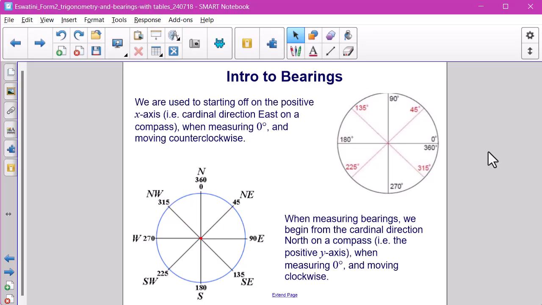We are used to starting off on the positive x-axis, in other words, the cardinal direction east on a compass, when measuring 0 degrees, and then we are moving counterclockwise. When measuring with bearings, we begin from the cardinal position north on the compass, in other words, the positive y-axis, when measuring 0 degrees, and then we move clockwise.